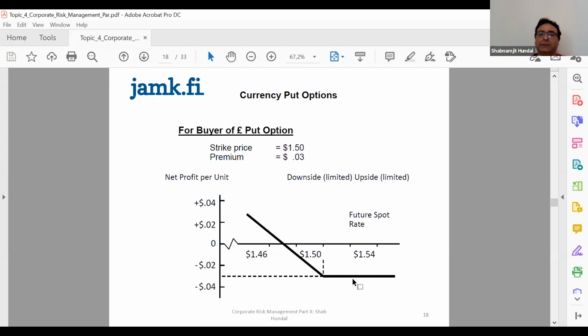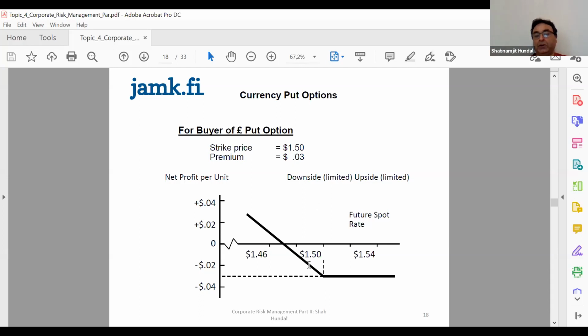But when I forget the put option, there's a cost of forgetting. And the cost of forgetting is the 3-cent premium. So basically, I lose 3 cents throughout. So once again, when the option payoff is flat, parallel to the x-axis, it becomes OTM, out of the money. But to the buyer of the option, the loss is not more than the premium.